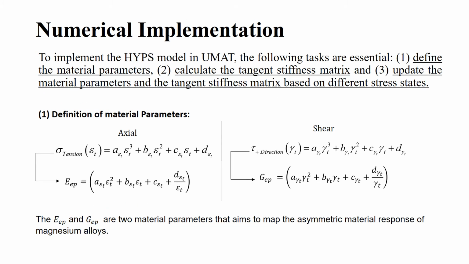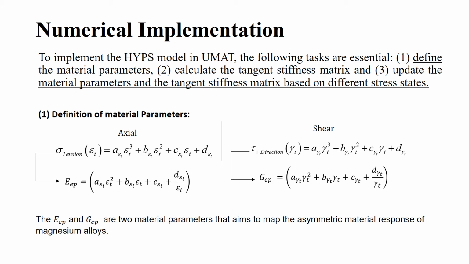To implement the hypostrain model in Abaqus, the following tasks are essential. First, define the material parameters. Second, calculate the tangent stiffness matrix. And third, update the material parameters and the tangent stiffness matrix based on different stress status. The first step is to define the material parameters.